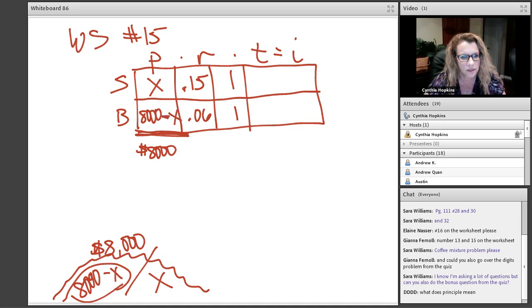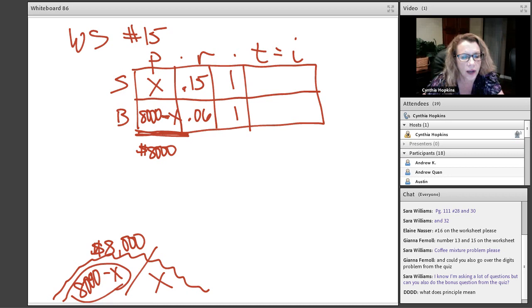And by the way, it doesn't matter which one you call X, the other one will be 8,000 minus X, no matter which one you called X. All right, when I add those two boxes, the X's cancel and I get a total of 8,000. So that's how it works.